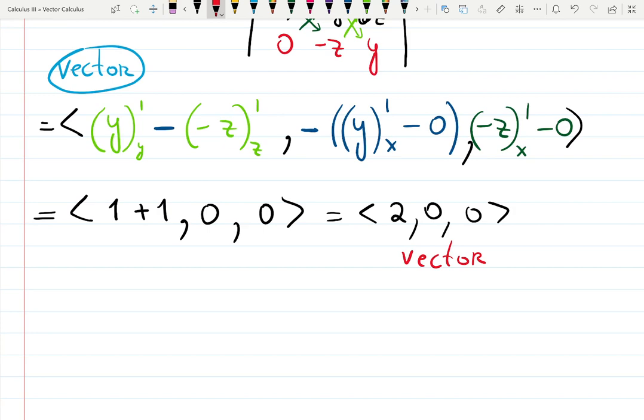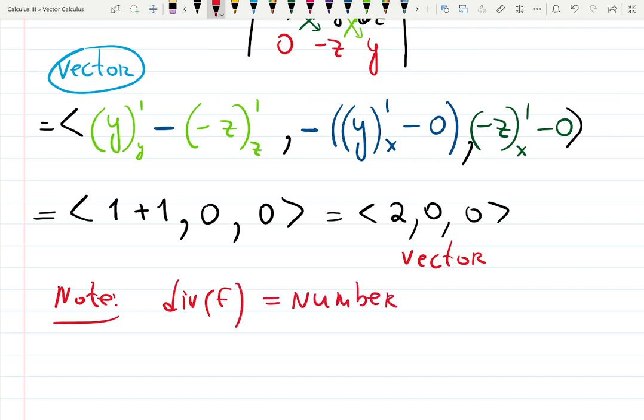And because divergence of f was a number, but let me write down a note. Divergence of f is a number, while curl is a cross product, so it's a vector. It's a cross product.